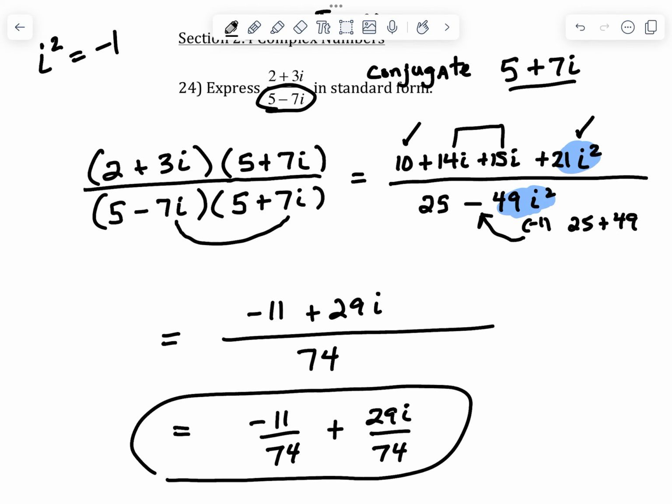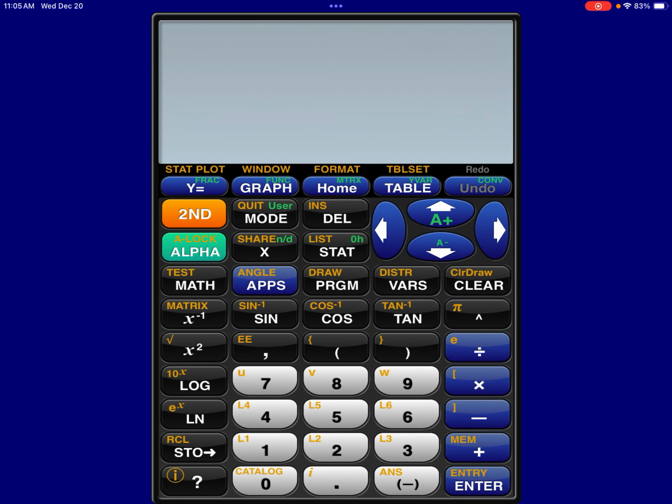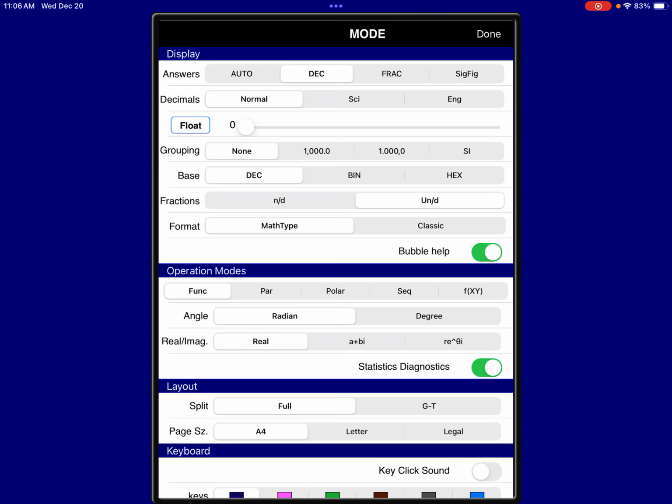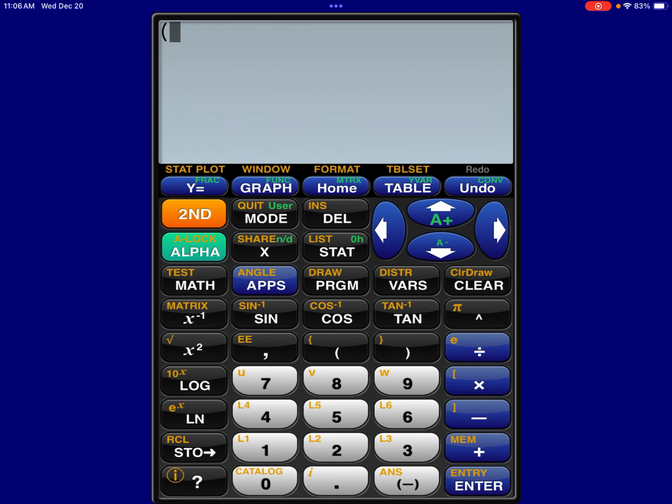So, I have to write down the problem before going to the calculator. Okay, so if you're going to use the calculator for imaginary numbers, first go to the mode, and then the real imaginary part, change it to a plus bi. That's the standard form. And then take 2 plus 3, and then the i is down by the decimal point, second i. And then that gets divided by 5 minus 7, second i.